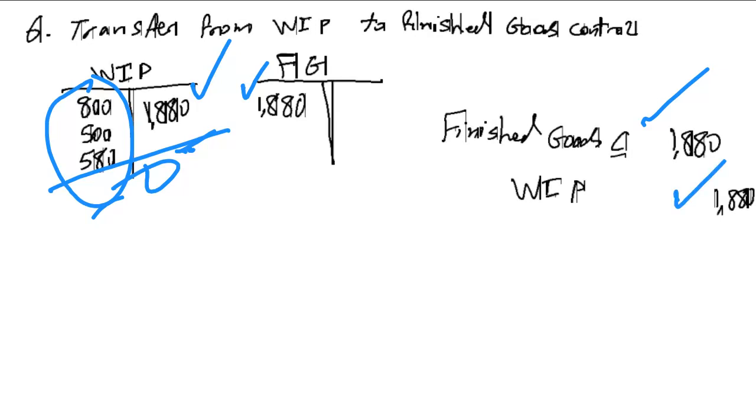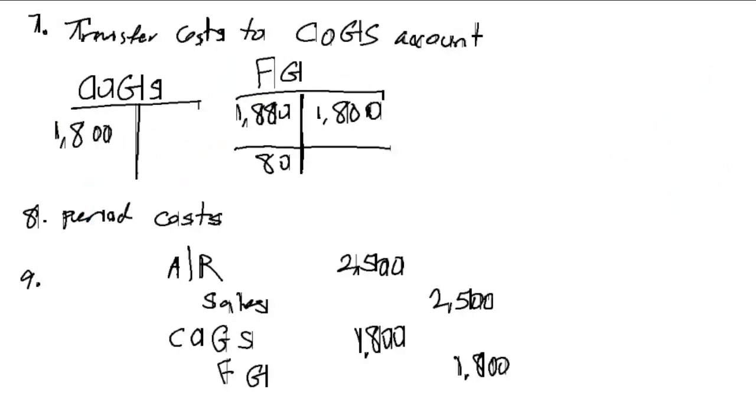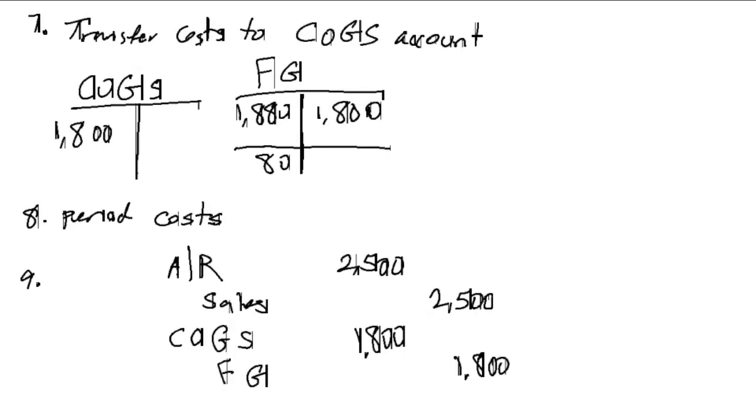So we go for the next transaction here, transaction number 7. Now, transfer cost of goods to the cost of goods sold account. So this is based on the sales transactions. So we sold $1,800 of our finished goods for 2,500. Debit accounts receivable, 2,500. Credit sales, 2,500.